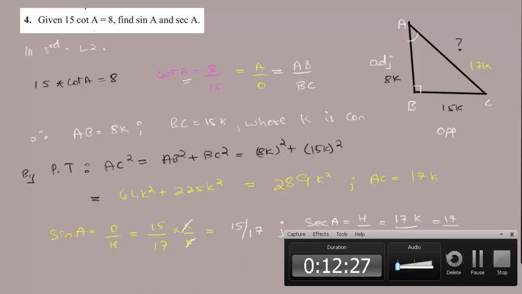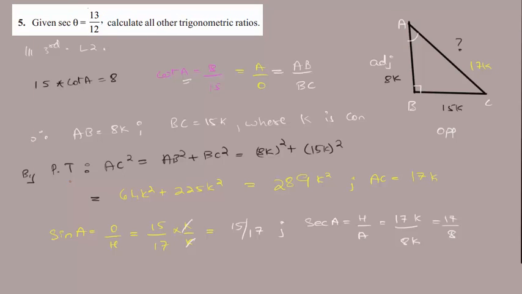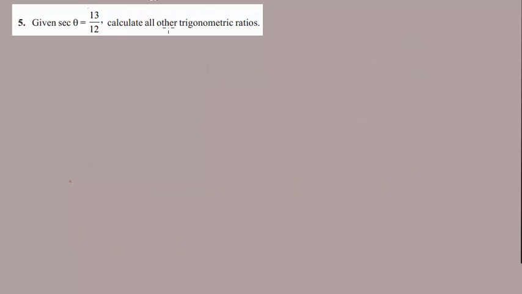I can't continue with the next problem, so I'll end this. Guys, again we have the fifth problem. Secant theta is equal to 13 by 12. What is secant? Inverse of cos, h by a. Hypotenuse is 13, adjacent is 12. Calculate the other side.